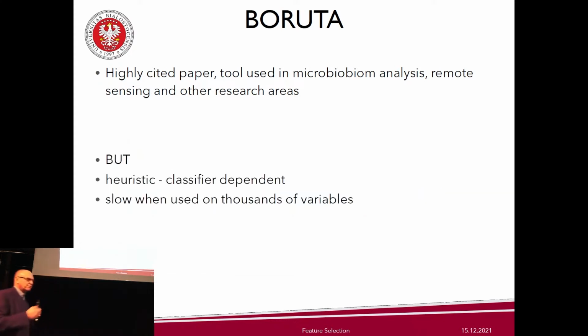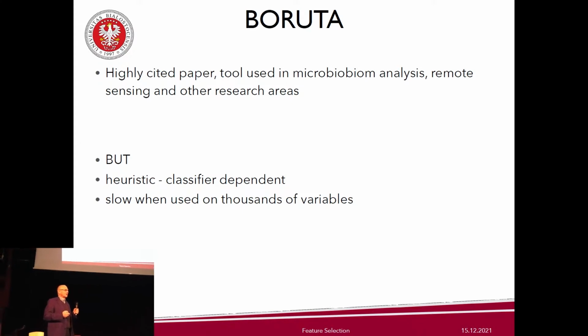But the problem with Boruta is that it is heuristic and classifier dependent. If some features are not very useful for random forest for some reason, they may appear not so important. And also we usually run on systems with not very many objects but a huge number of variables. 40,000 variables is standard, and then it starts to be quite slow, with very big build times.